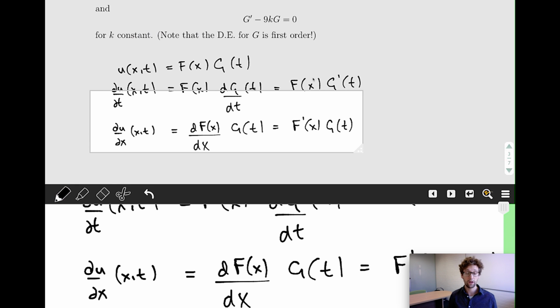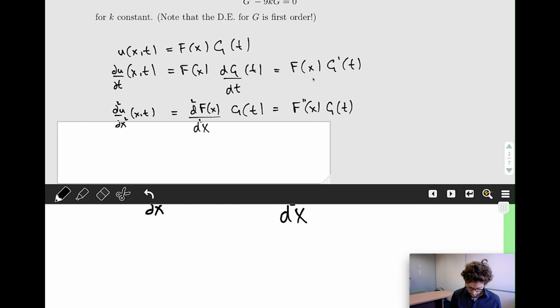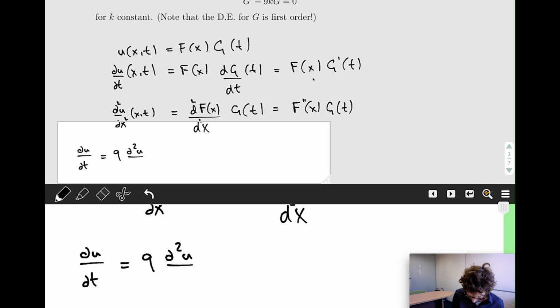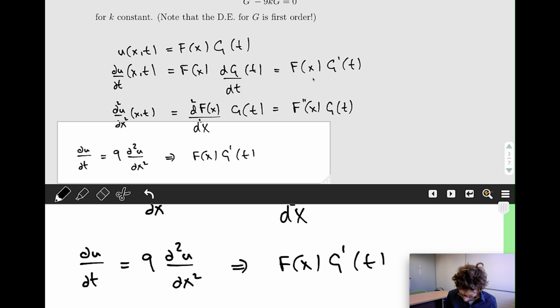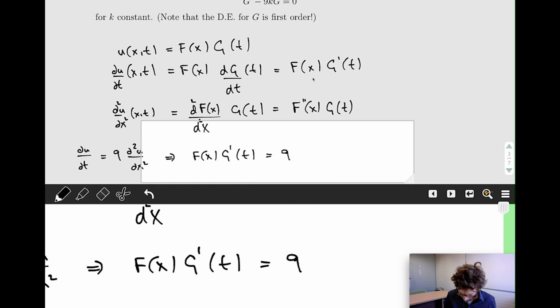Now the heat equation involves the first derivative with respect to t and the second derivative with respect to x. So we're also going to need the second derivative. And that's just going to give me f double prime. Now our partial differential equation, the heat equation, then becomes f of x times g prime of t is equal to 9 times f double prime of x, g of t.